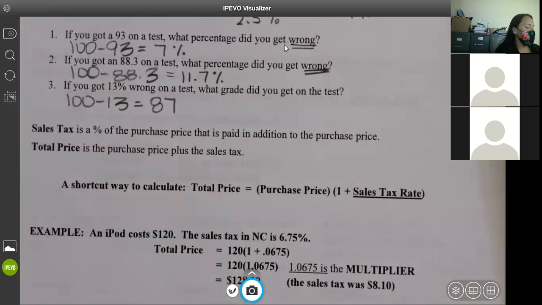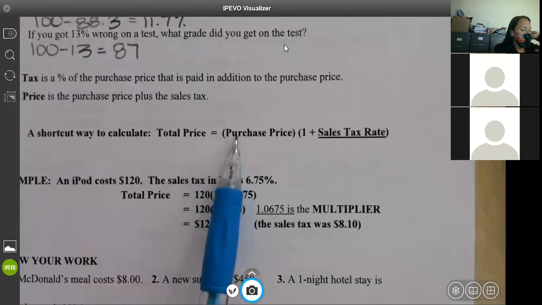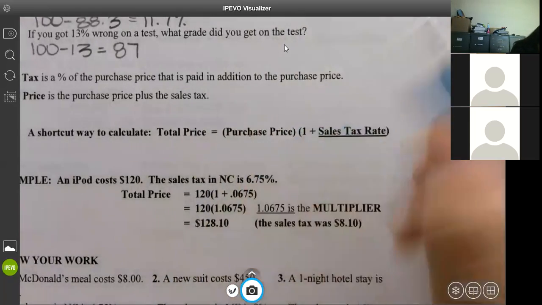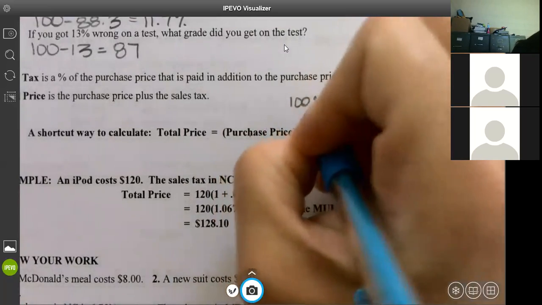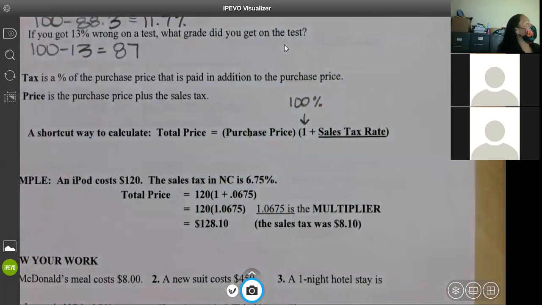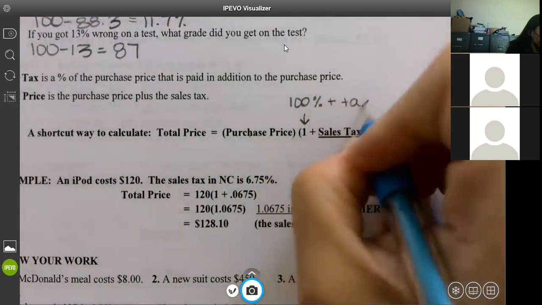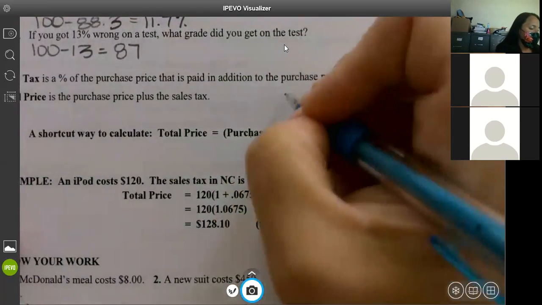Your total price is the purchase price plus the sales tax. So here's an easy way to calculate it. You're going to do your purchase price times 1 plus the sales tax rate. So again, this is the price. This 1 means that you're going to pay 100% of whatever you're buying plus your tax percent. Okay, so that's what that little thing stands for.